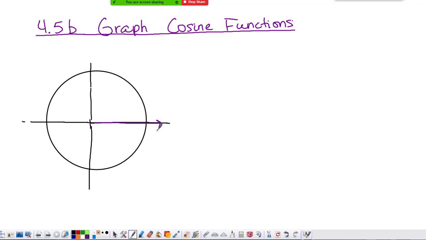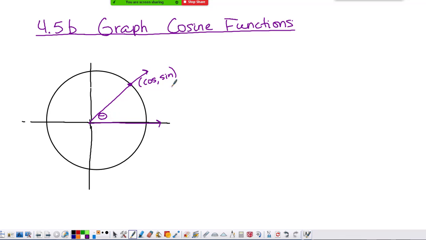bit. We got our initial side, and then we just make some angle for the fun of it, and we got our little angle theta. Same thing we did yesterday. That little point has an x and y coordinate. And if we're talking about trig, that would be our cosine and our sine. Right?